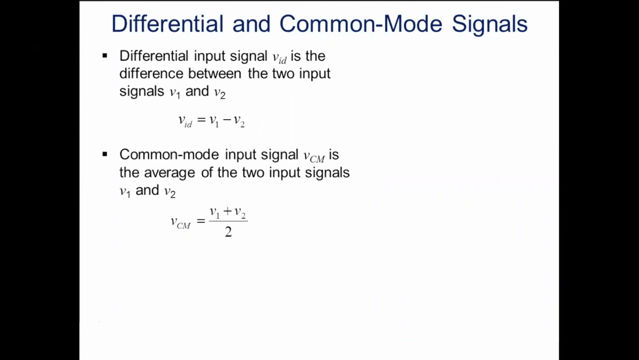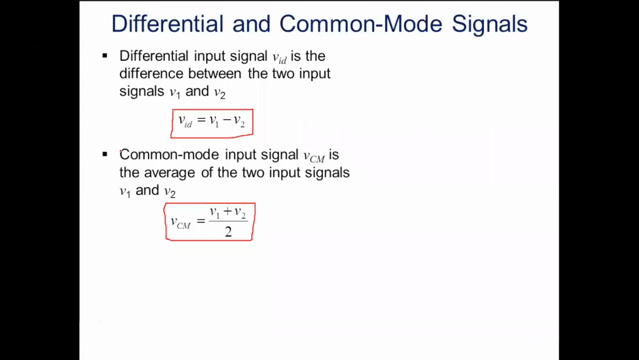Consider two input signals V1 and V2. So the differential input signal is the difference between the input voltages V1 and V2. The common mode input signal is the average of the two input signals. So it is V1 plus V2 divided by 2. Now how to represent these two input signals into differential and common mode signals?